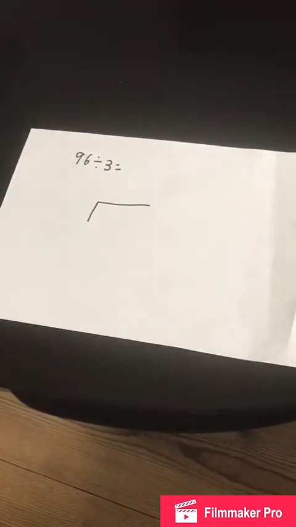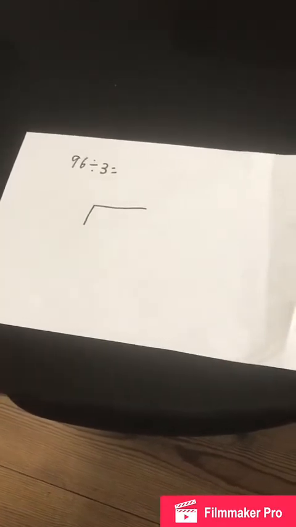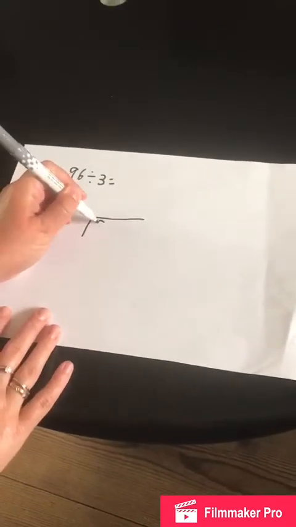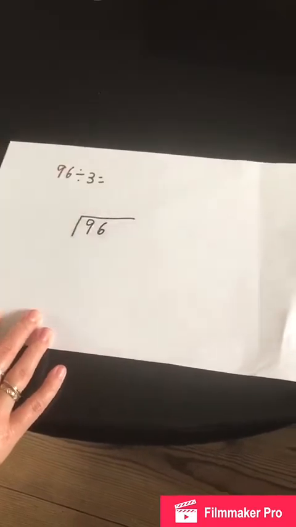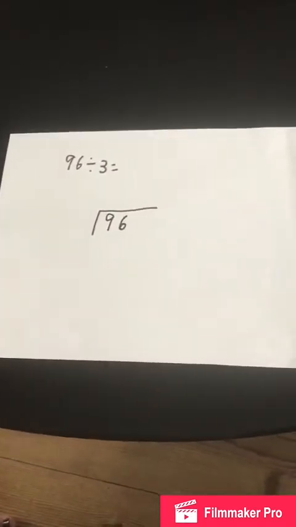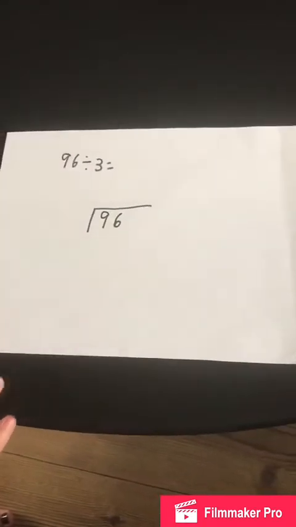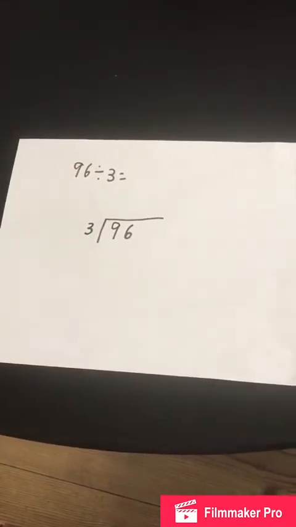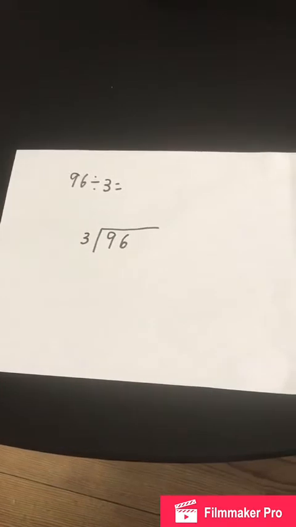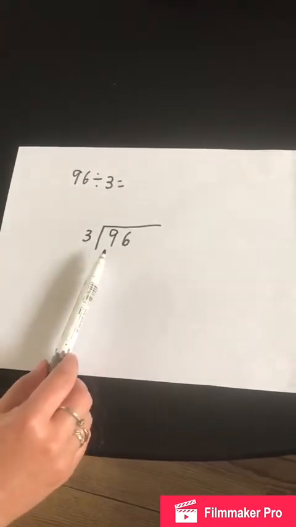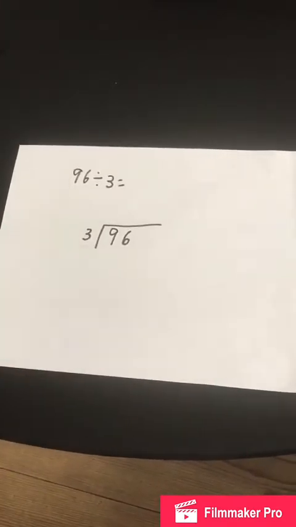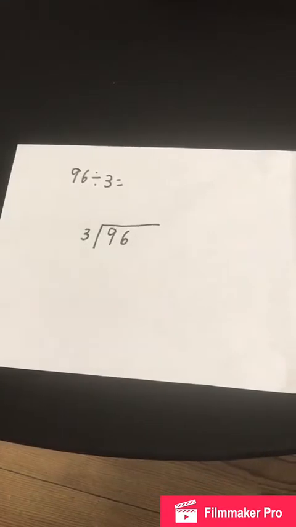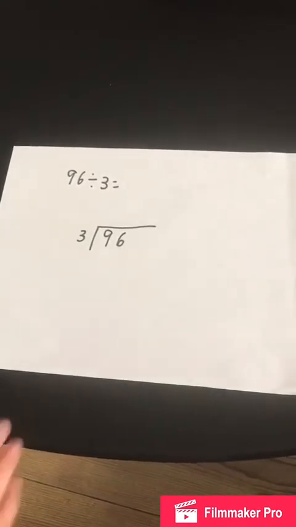And inside of the bus stop goes the number that we are going to divide. So we're going to divide 96. And then on the outside of the bus stop goes what we are dividing 96 into. So we're dividing 96 into groups of 3. So we're going to start with dividing the 9 tens into 3 groups, which you can use arrays for. So I'm going to divide 9 into 3 groups.